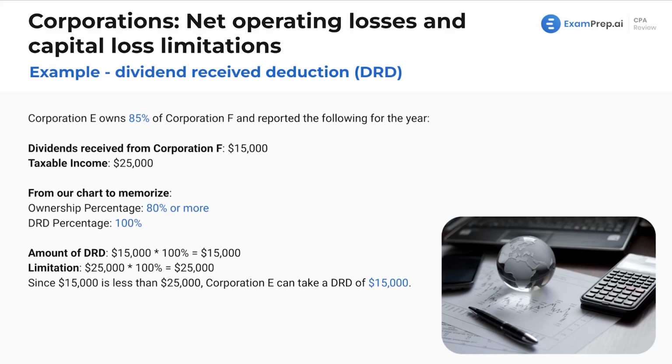And here we go. Now we're in the upper echelon. We've got an 80 to 100% ownership. Perfect. We've got Corporation E and F, $15,000 of dividends from F, taxable income of $25,000. Here we've got $15,000 times 100%. We have a full deduction of $15,000. Now, can we take the full amount? Yes, we can, because it's below the limit. So here we're not paying any taxes on those dividends.